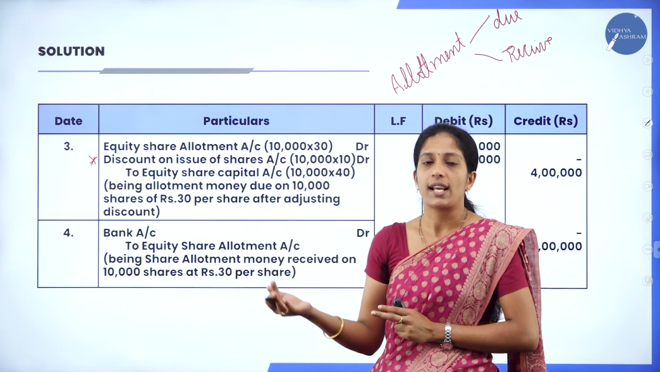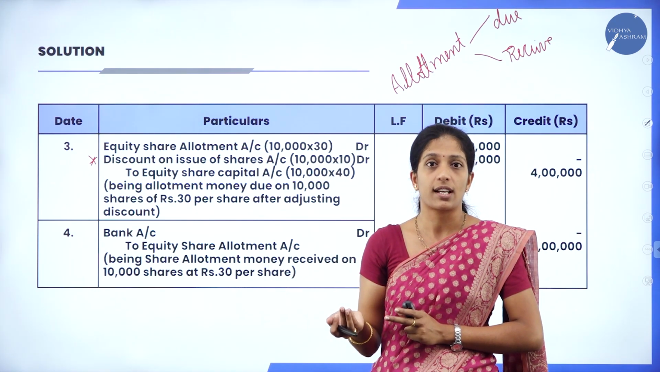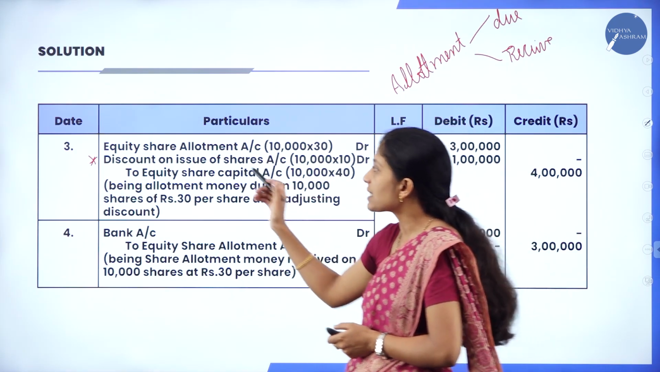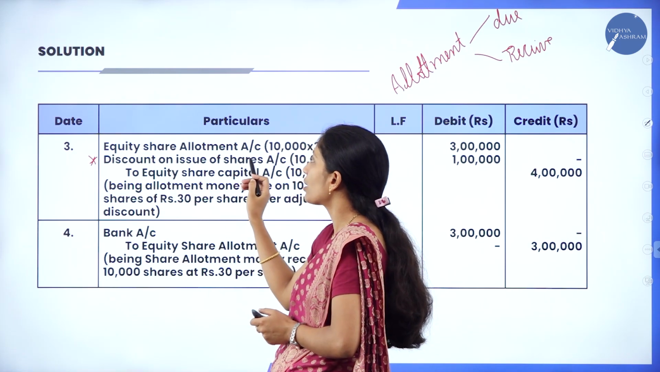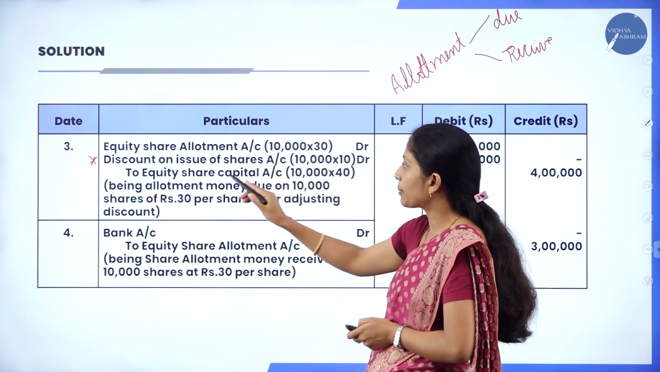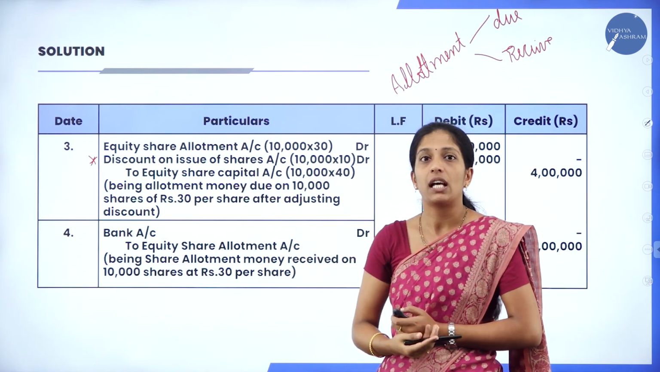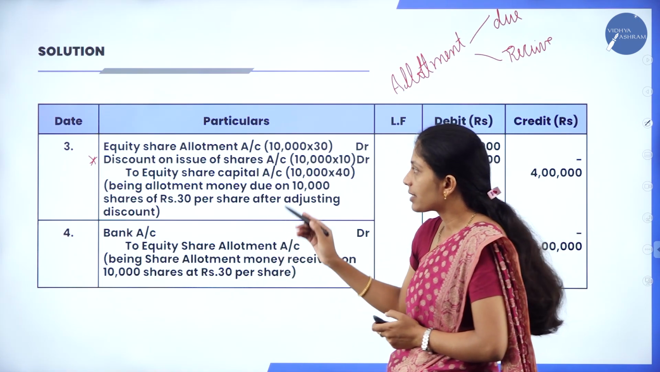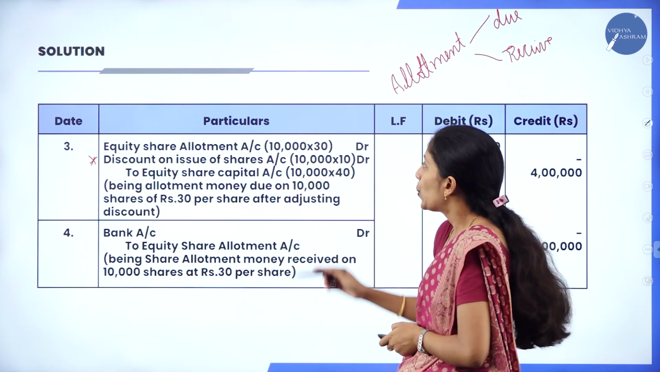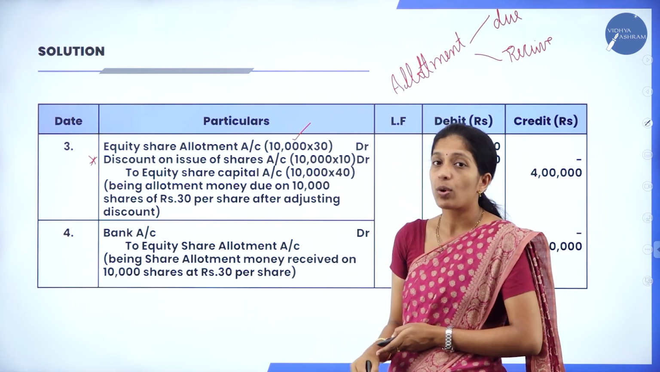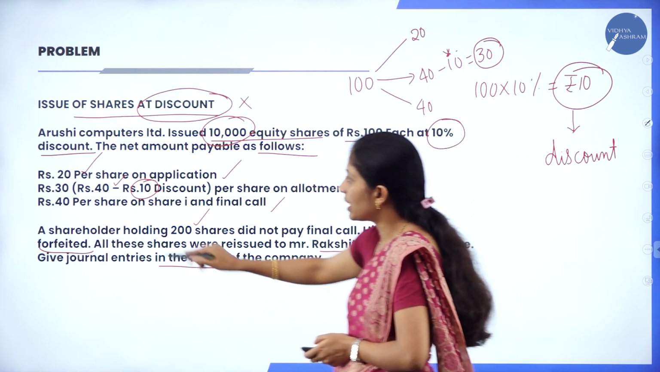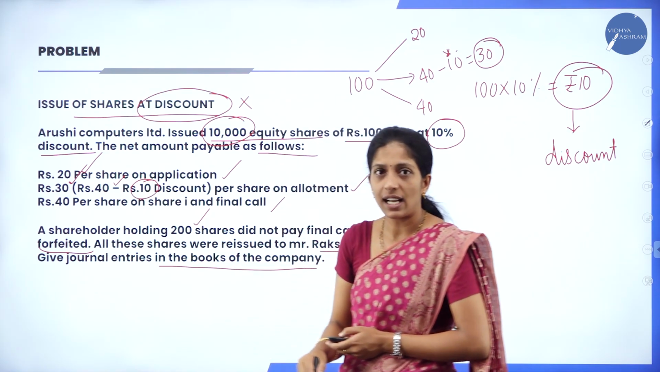So normally if the shares are there in the allotment, what is your actual journal entry? Equity share allotment account debit to equity share capital. But there is a discount, so you'll write it as discount on issue of shares account. So if it is premium, then equity share allotment account debit to equity share capital and to securities premium. But since it is a discount, you will write it as discount on issue of shares account. What is the number of shares? 10,000. And what is the price? So what is the price here? 30. So they have clearly given it is 30. And 10 rupees is the discount.